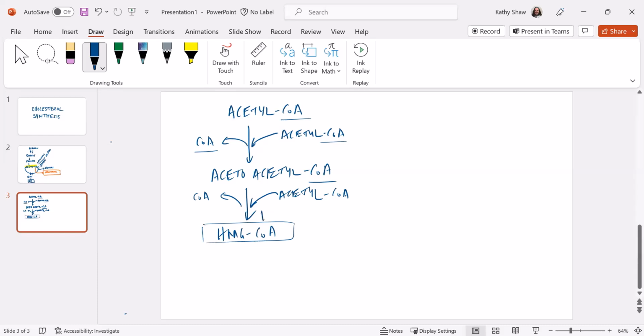The enzyme that makes this is HMG-CoA synthase. Pretty descriptive, pretty easy, except it can complicate your life. So the next step with the HMG-CoA, though, is we're going to convert it to a molecule called mevalonate. So that's our next step.